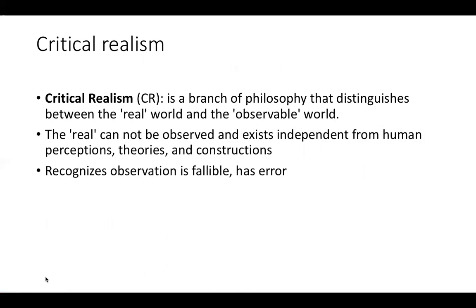So another important concept is critical realism. This is a very important concept for any scientist, or anybody who has an interest in science, to understand. Critical realism is a branch of philosophy that distinguishes between the real world and the observable world. Basically, what this means is that the real cannot be observed and exists independent of human perception, theories and constructions. So you cannot separate the mind of the researcher from the observed data. We always have to know that what is being observed is not necessarily what the truth is.